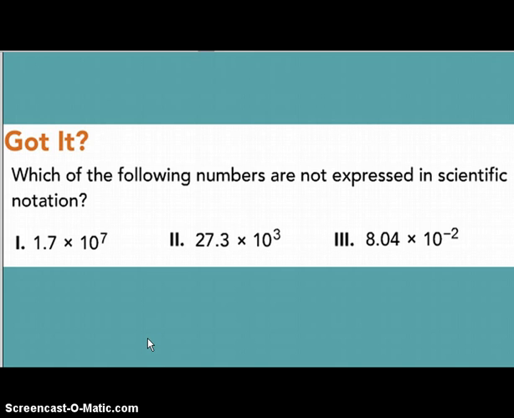Another example here, which of the following numbers are not expressed in scientific notation? The first one, yes or no? Yes, it is. The second one, 27.3, is not in scientific notation. 8.04 times 10 to the negative 2 power is in scientific notation. So the only one of these three that is not in scientific notation is the middle one, number 2.